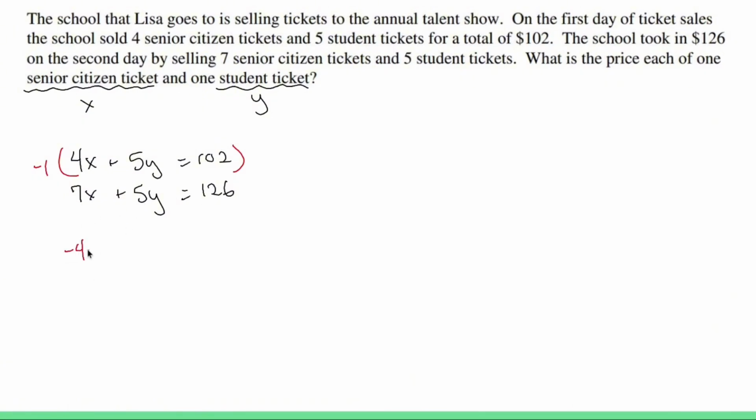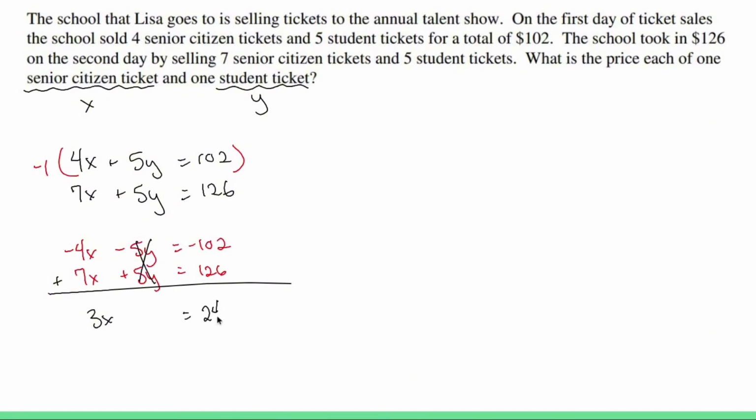That gives us negative 4x minus 5y equals negative 102. The bottom equation is still 7x plus 5y equals 126. Now we add the two equations together. Negative 4x plus 7x is 3x. Negative 5y and 5y cancel out. And negative 102 and 126 is going to be 24. Divide both sides by 3. X equals 8. Now that we have x equals 8, we can take this information and plug into any one of these equations to find out what y is.